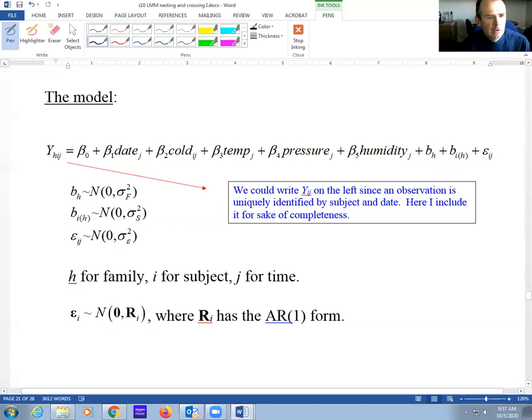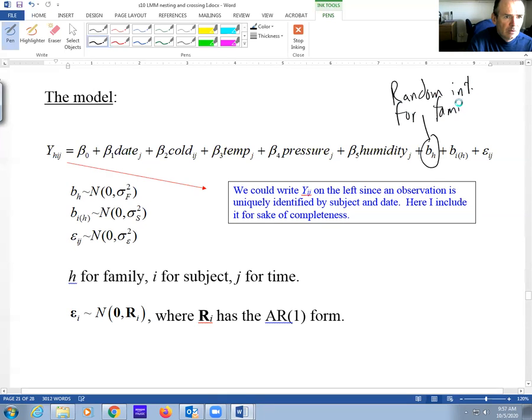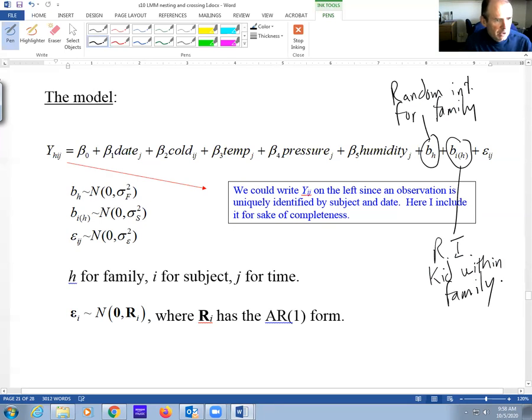We have the random intercept for, so this is our random intercept for families. And then this is the random intercept for kid within family. And then we have our error term there. Okay, so for the repeated measures, I'm going to specify AR1 structure for the error covariance structure.